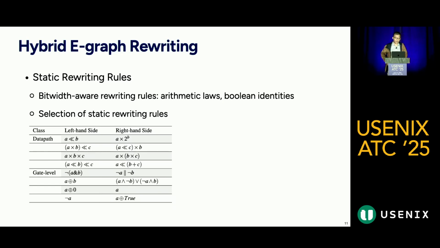This is the static rewriting rules. We have incorporated over 60 static rewriting rules ranging from the arithmetic to the arithmetic logic to the Boolean identity. All of the static rewriting rules perform the data path and the arithmetic level rewriting. Based on these static rewriting rules, we can collapse this program into the E-classes even before we perform the eGraph rewriting.